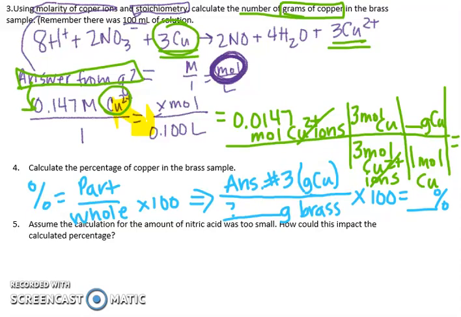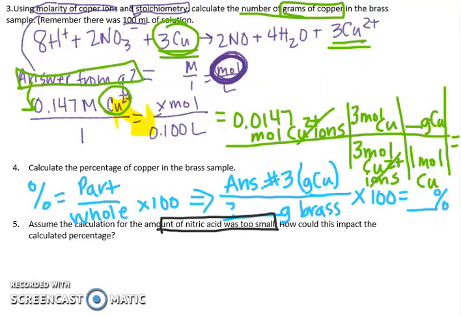All right, very last one. Let's take a look at number 5. Assume the calculation for the amount of nitric acid was too small. How could this impact the calculated percentage? All right, so let's talk about that. We need to be better at following through this math, you guys. We can't just write vague answers like it would be off or it would be different. You have to be really, really good about answering, will it be too big, too small, that sort of thing. So if the amount of nitric acid is too small, think about it for a second.